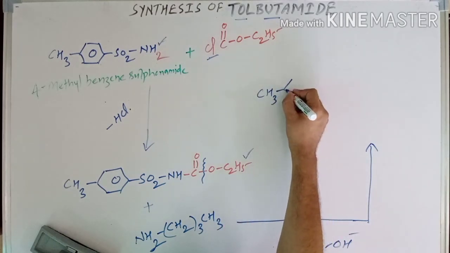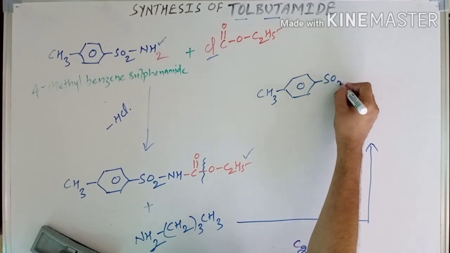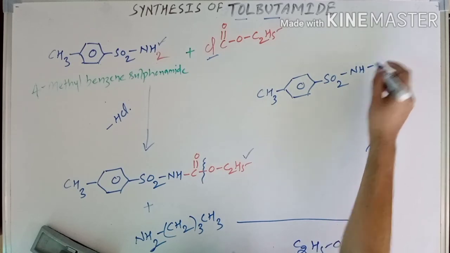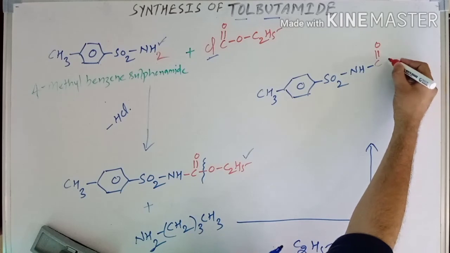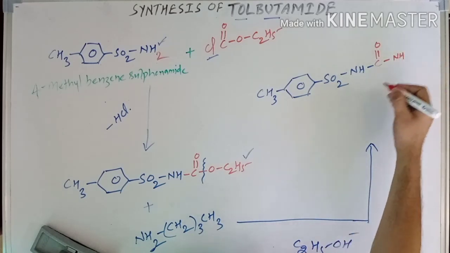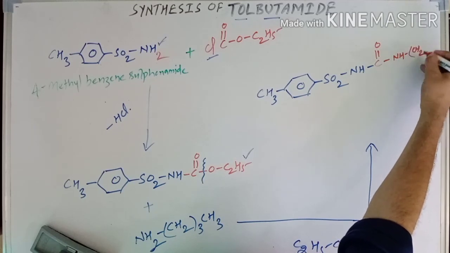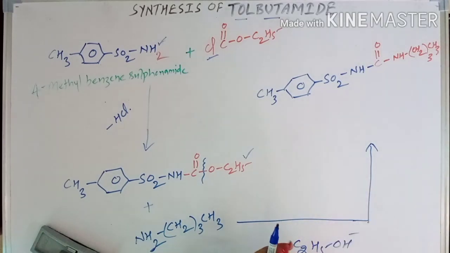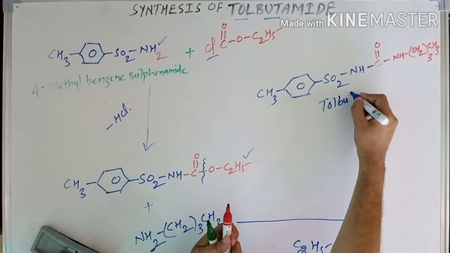CH3 benzene SO2 NH, then C double bond O, then NH, then CH2 thrice and CH3. This is your tolbutamide.